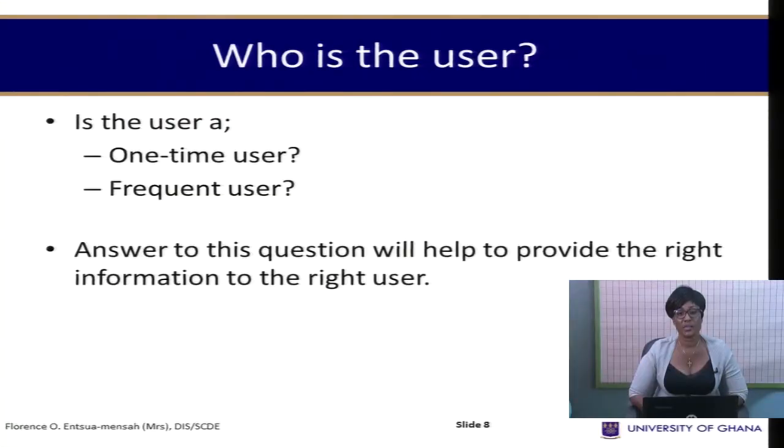We ask ourselves, who is the user? Answer to this question will help you to provide information to the right user. We have the one-time user. Is the user a one-time user or a frequent user? It is much easier to satisfy the frequent user in the sense that the frequent user is familiar with the environment, with the resources available, and in certain instances, you know the queries that the frequent user brings to the information center daily. So it is much easier. So the way you provide for a frequent user is different from the way you provide for one-time user.